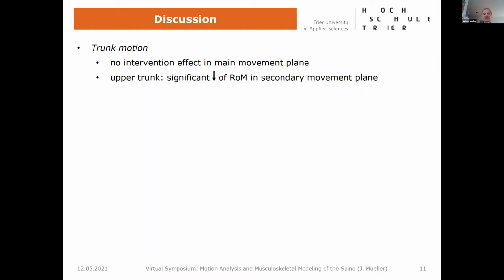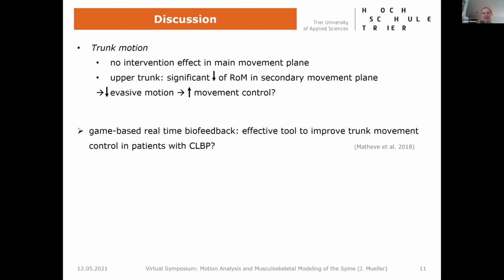The presented results lead us now to the summary that no intervention effect in the main movement plane could be observed during trunk motion analysis. However, the upper trunk showed a significant reduction of movement in the secondary movement plane. This might be discussed in the background of a reduced evasive motion and an increased trunk movement control in our cohort analyzed. Therefore, a game-based real-time biofeedback might be discussed as an effective tool to improve trunk movement control in patients with chronic low back pain.